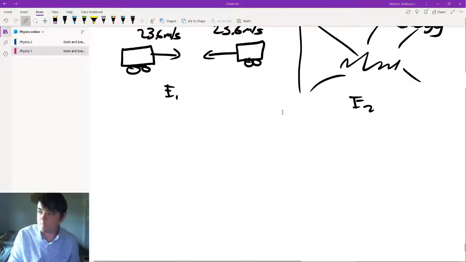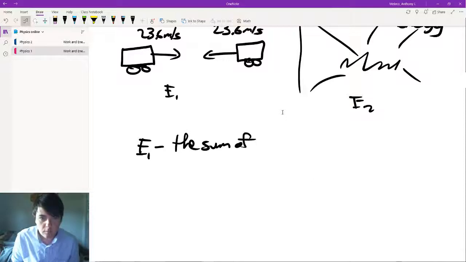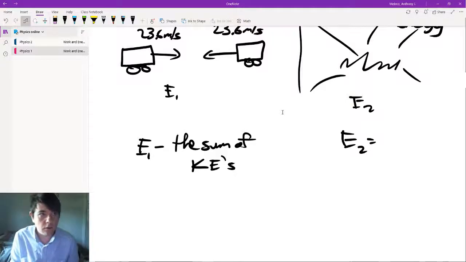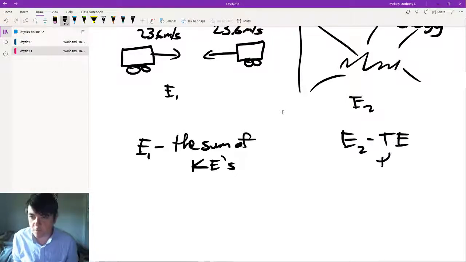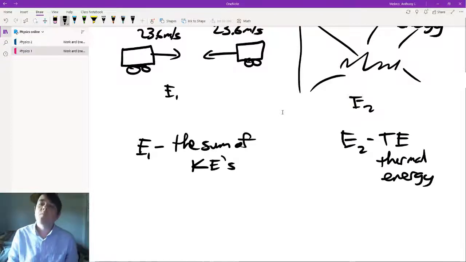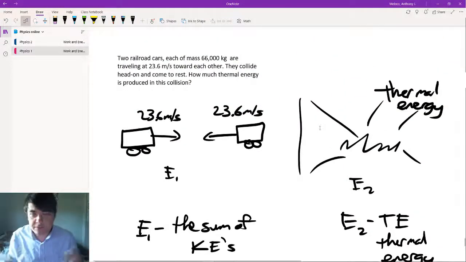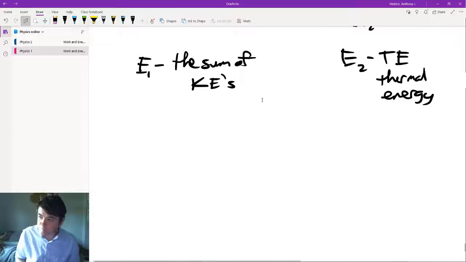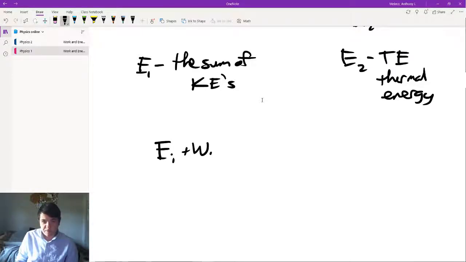After colliding. So this E1 here is just kinetic energies, so the sum of KE, because they're moving together and they'll both have it. E2 is all what I'll just call thermal energy, because the railroad cars are going to stop. They're going to collide with each other. They're not going to be moving anymore. There's no more kinetic energy. What we're being told is that all of that energy is being converted into thermal energy. Okay? So what we end up doing then is we've got EI plus non-conservative work equals E final. Okay? So there are 2 ways you can do this.